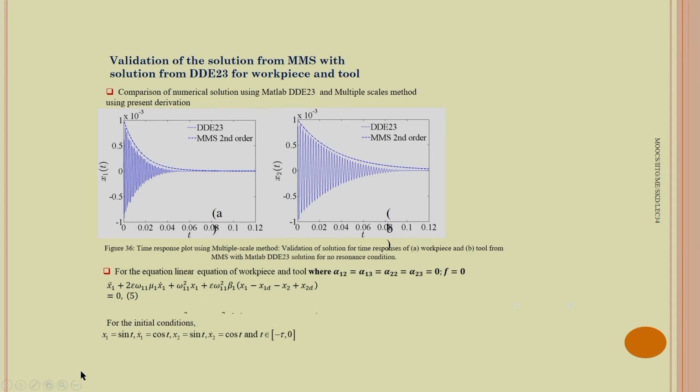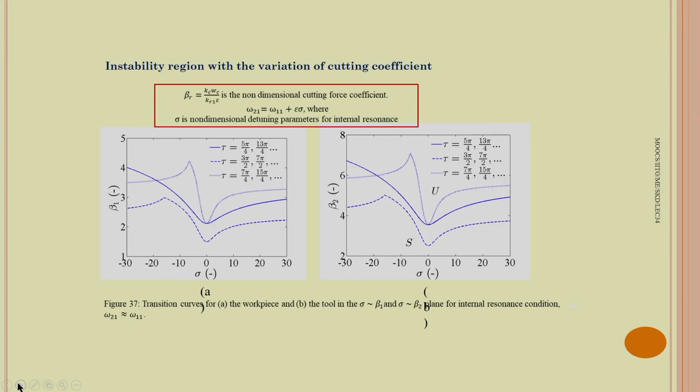Here more comparisons have been given between DDE23 and the second order method of multiple scales, and these are the instability regions plotted. When both the tool and workpiece are flexible, this is the instability region. In the previous case when only the tool was flexible, you have seen we had a wide range of stable region, but in this case the stability region is reduced because both the tool and the workpiece are vibrating.